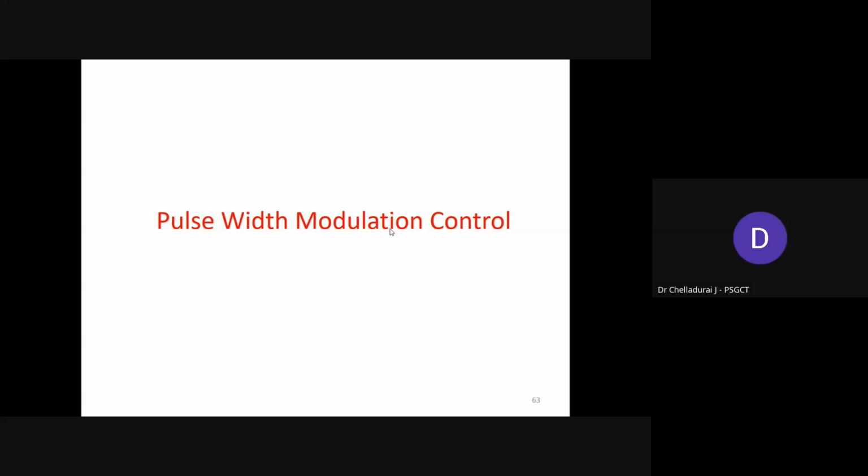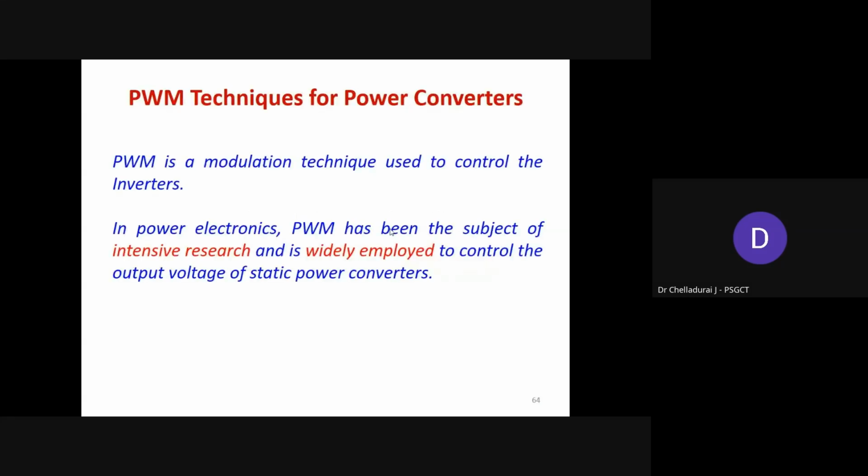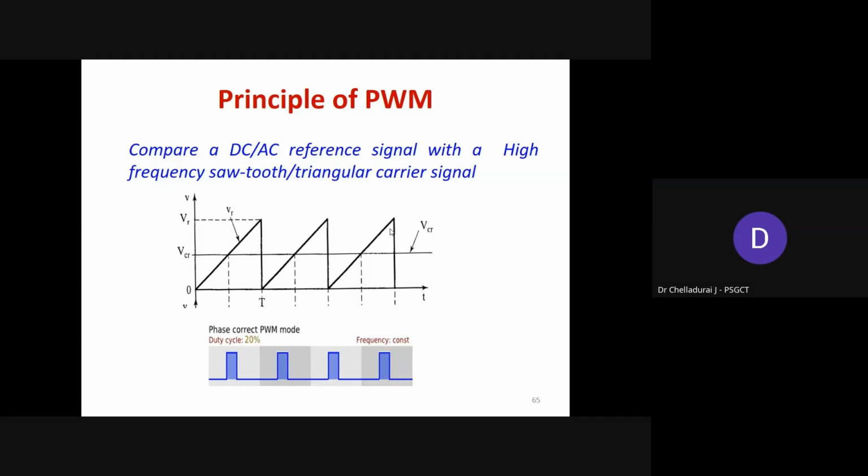Then to control the VSI topology, we use PWM, that is pulse width modulation. The PWM technique is used to control all three parameters: voltage magnitude, voltage frequency, and phase angle. In pulse width modulation, each switch's on time period is controlled with the help of the PWM principle.